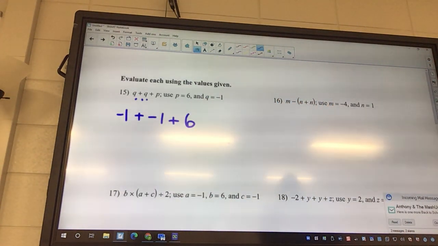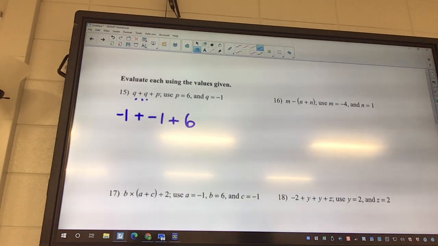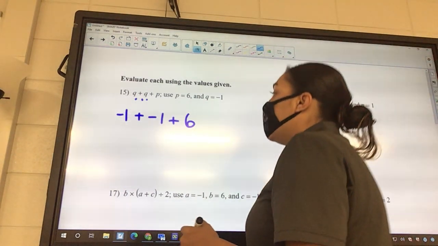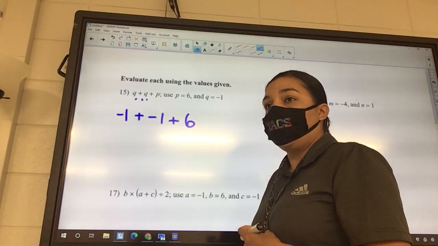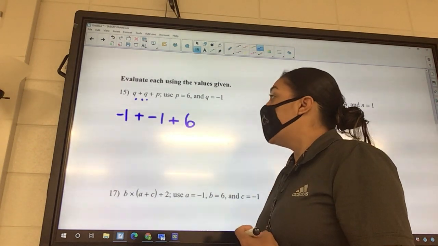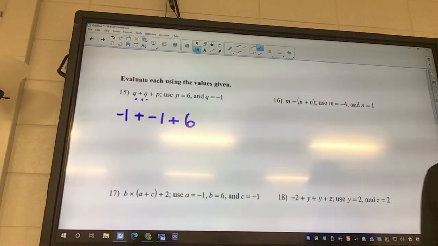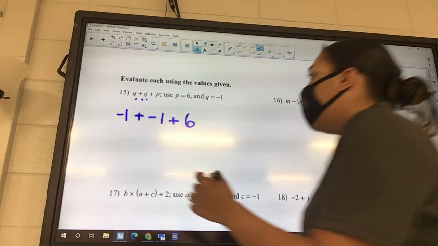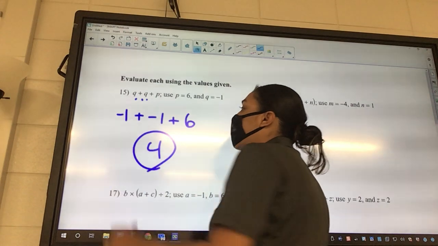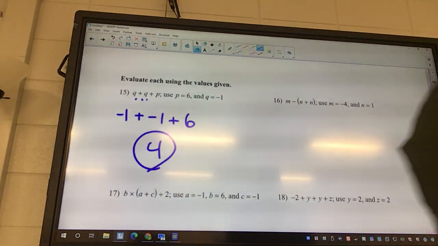Now you would have to use your order of operations. However, those calculators that you have are pretty nice. You can type them all in just like that, and it'll spit out your answer. -1 plus -1 is -2, plus 6, 4. Yeah, it should be 4. Type it in your calculator, see if it works. But you need to make sure every sign is correct on there.